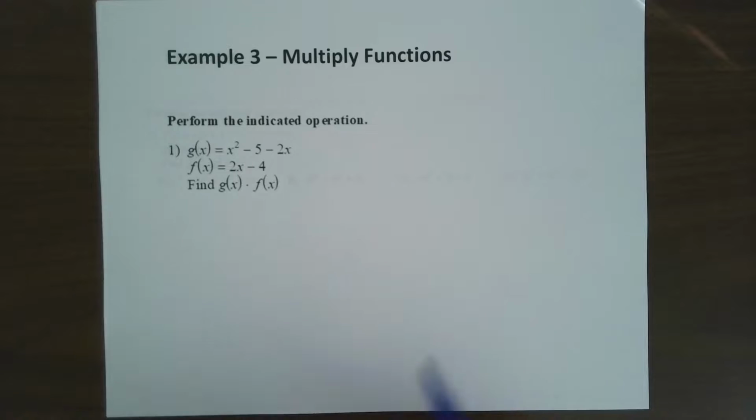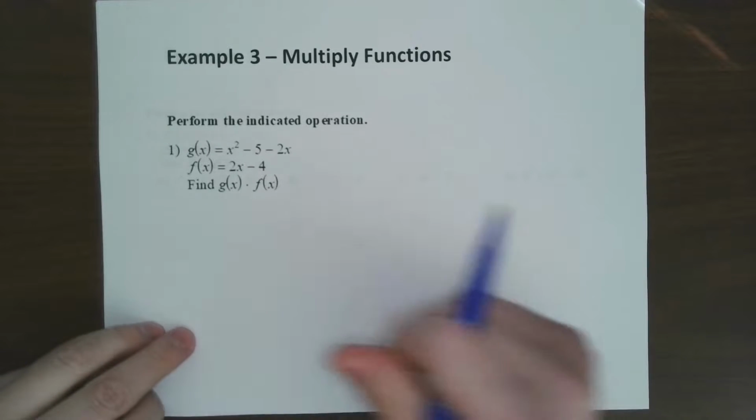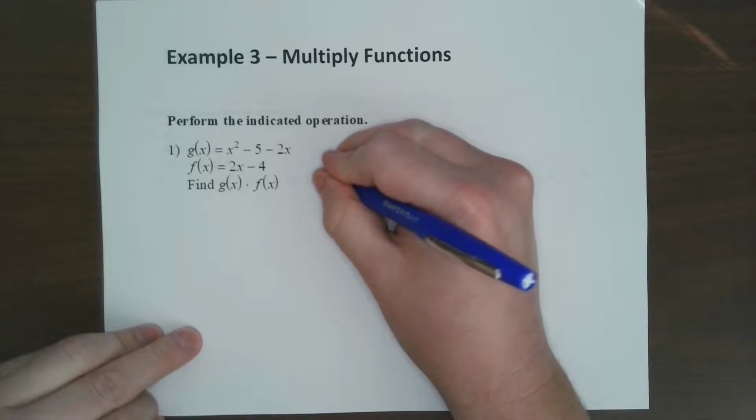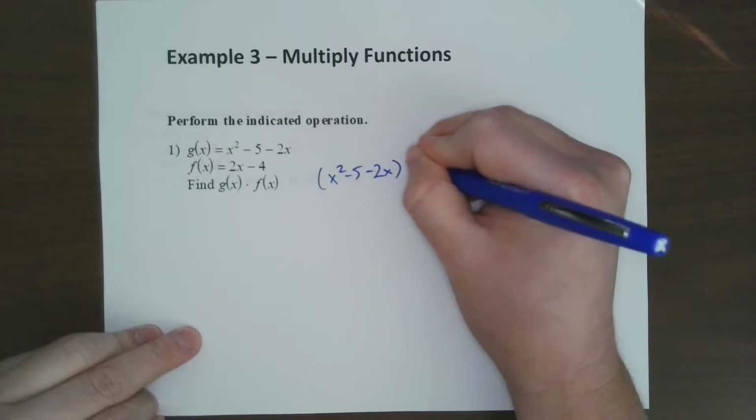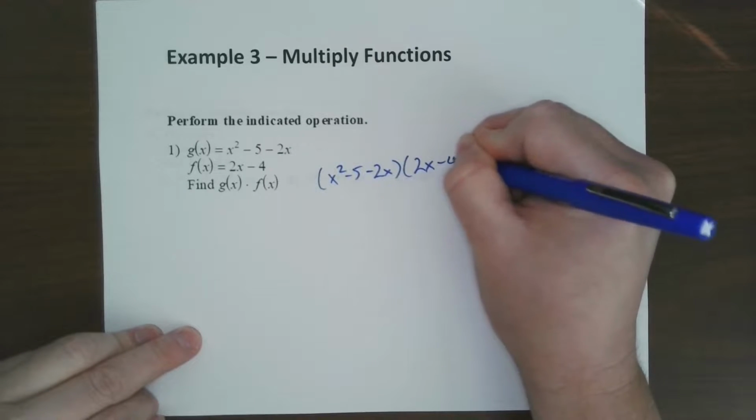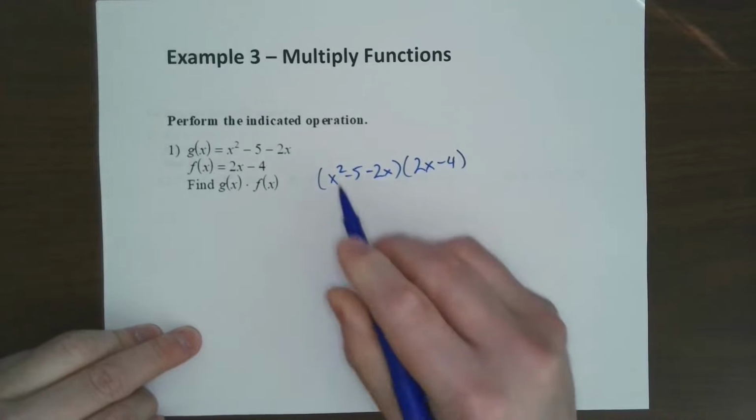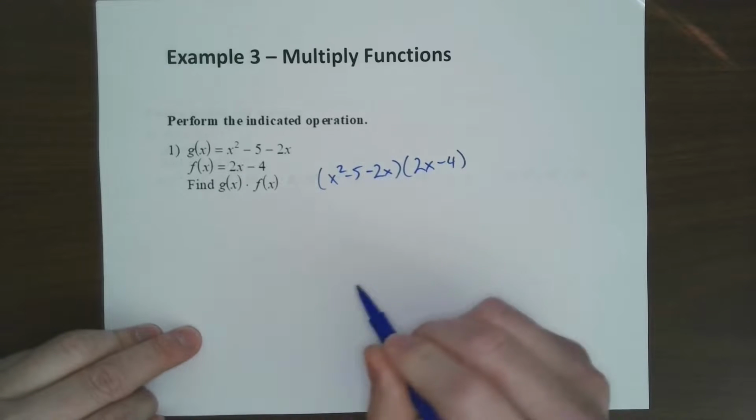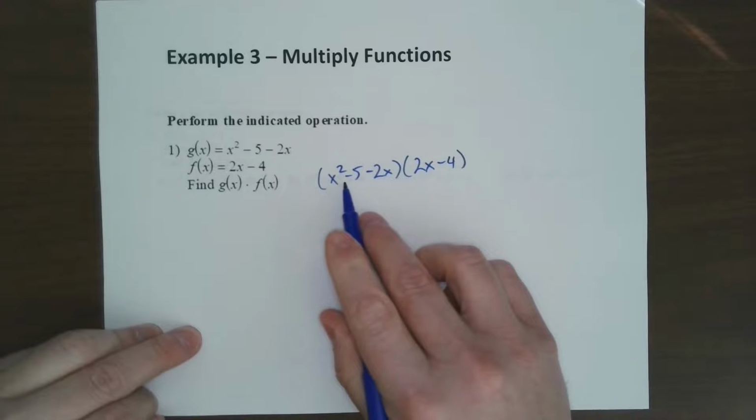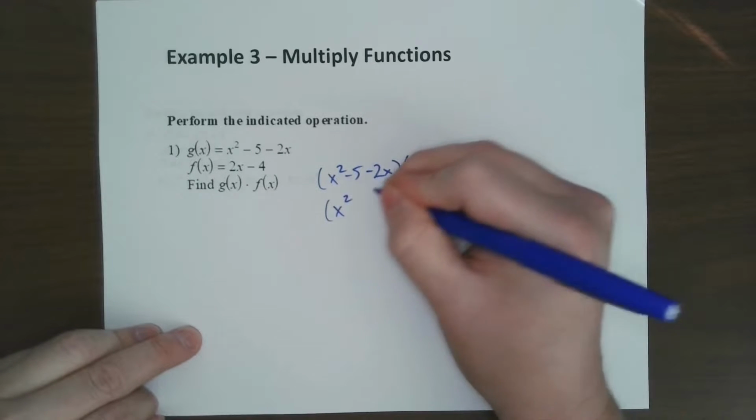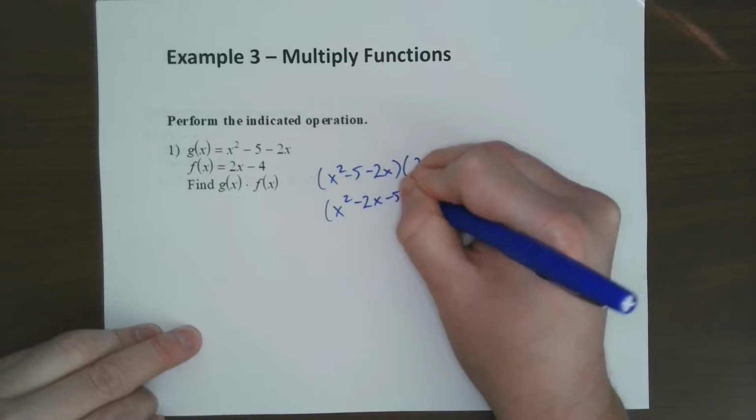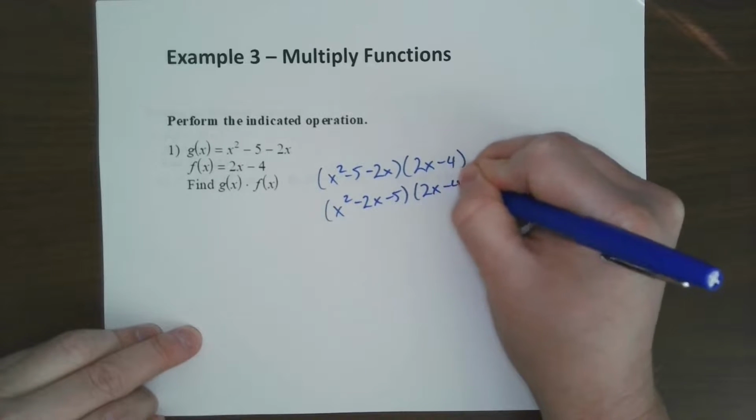Okay, to multiply functions, same thing. We got the g of x times f of x. So we put parentheses. We just put them next to each other. Now we're going to go ahead and distribute and solve. Before I get started though, if you notice, this is out of standard notation.